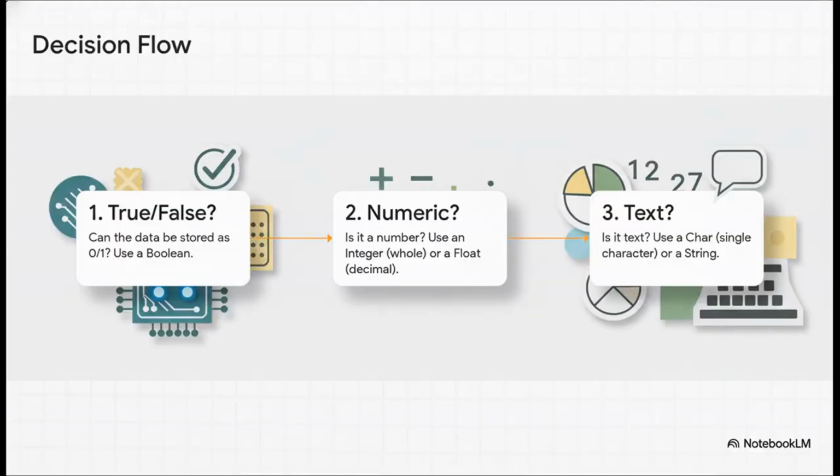Just follow this flow. First, you ask yourself, is this a simple yes or no, a true or false? If it is, bam, use a Boolean. If not, okay, next question. Is it a number? If yes, then pick a numeric type. And if it's neither of those things, well, then it has to be text. See? It's just a clean, logical process of elimination.